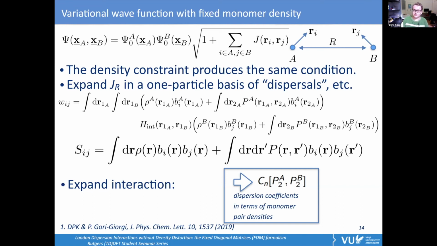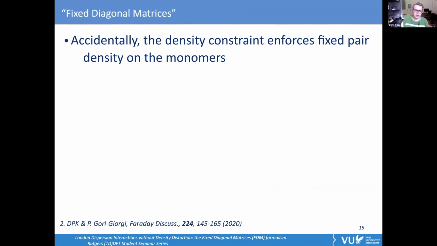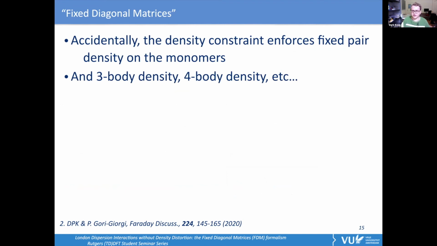Now, this is not entirely what we wanted, right? We wanted the density functional, not the pair density functional. But you can approximate the exchange correlation hole as a density functional, and you can move over to a density functional. Accidentally, what also happens is that the density constraint enforces a fixed pair density on the monomers, and the three-body density and the four-body density, etc.